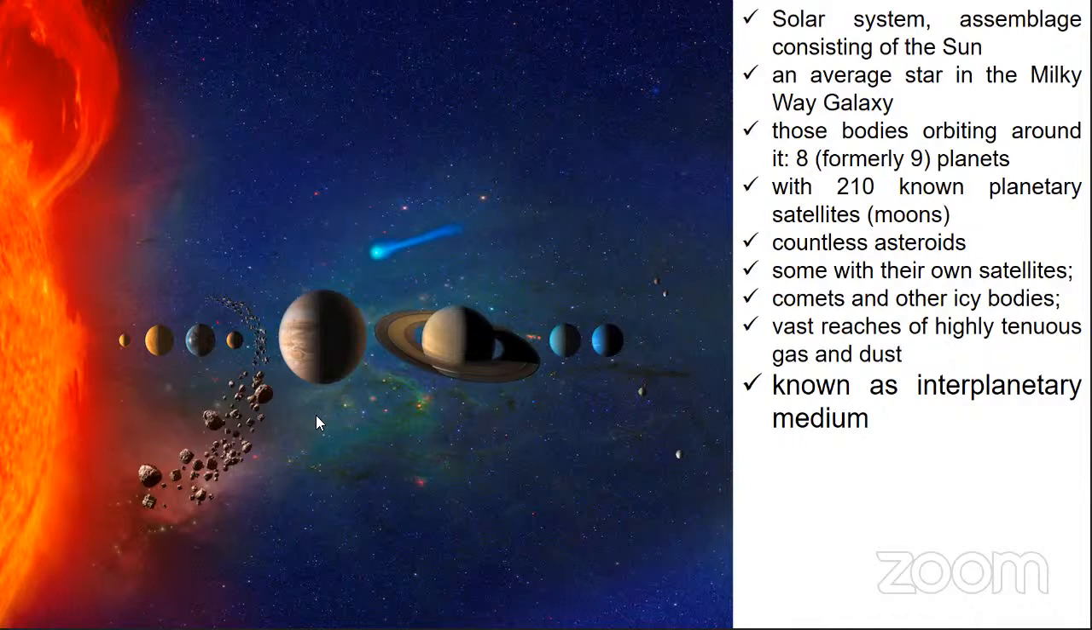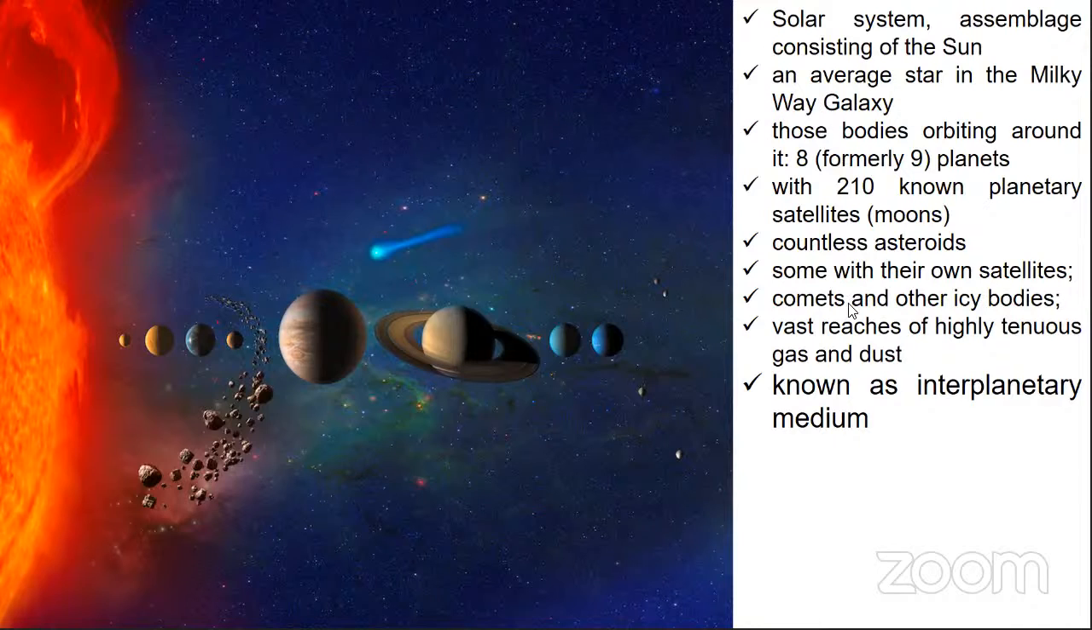Here, the solar system is an assembly consisting of the sun, an orange star in the Milky Way galaxy. There is nothing special about the sun, but everything exists because of the sun. Around it orbit the planets, now 8, earlier 9, with about 210 known planetary satellites, including moons and countless asteroids. Countless means not a fixed number, but a large number.